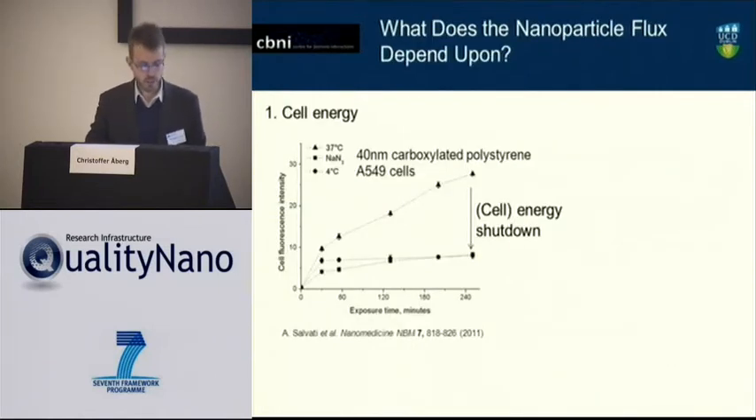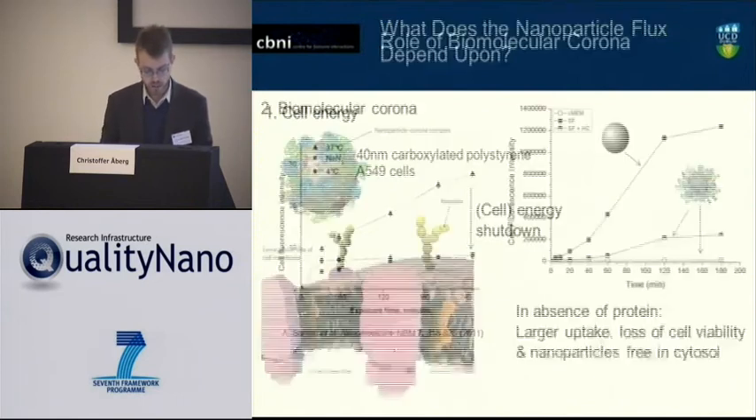Now, for the last part of my talk, I just want to speak a bit about what this flux into cells actually is, and at least in particular, what it depends upon. So the first thing that maybe by now is rather well recognized is that this flux into cells is most definitely energy dependent, meaning the cell is actually spending energy to take up the nanoparticles. As you can see here, where you have cells taking up nanoparticles and other cells that have just been exposed at 4 degrees or with sodium iodide, and they don't take up any nanoparticles at all.